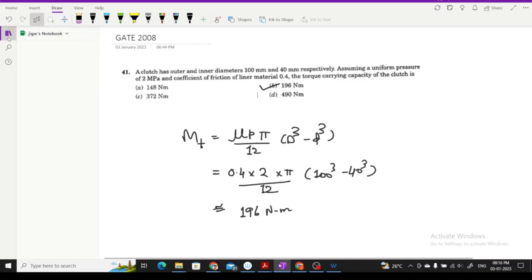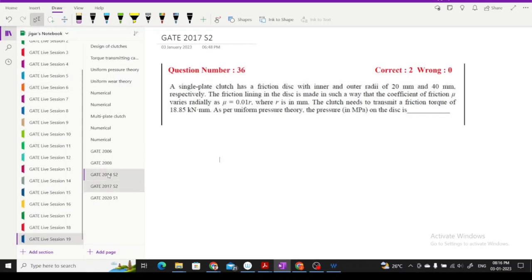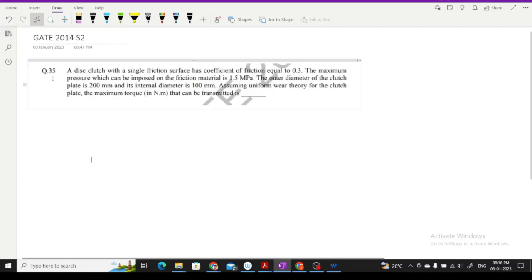Okay. So the next is a disc clutch with a single friction surface has coefficient of friction equal to 0.3. The maximum pressure which can be imposed on the friction material is 1.5 megapascal. Outer diameter of the clutch plate is 200 mm and its internal diameter is 100 mm. Assuming uniform wear theory for the clutch plate, the maximum torque that can be transmitted is, so you can calculate this also, right?